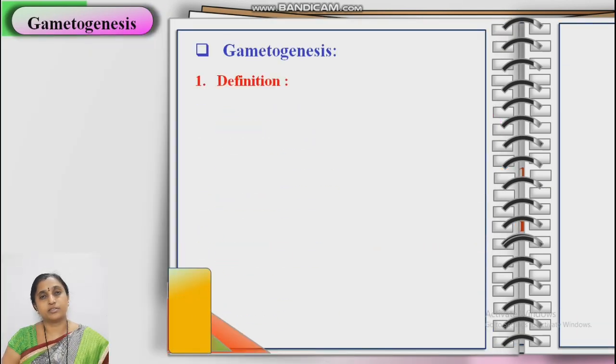What is gametogenesis? It is the formation of haploid male gamete and haploid female gamete. Haploid means only one set of chromosomes. In human beings, 46 chromosomes are present in the diploid condition, in 23 pairs. That is diploid, 2n. And haploid is only one set of chromosomes, not pairs, 23 chromosomes. Gametes are haploid cells.